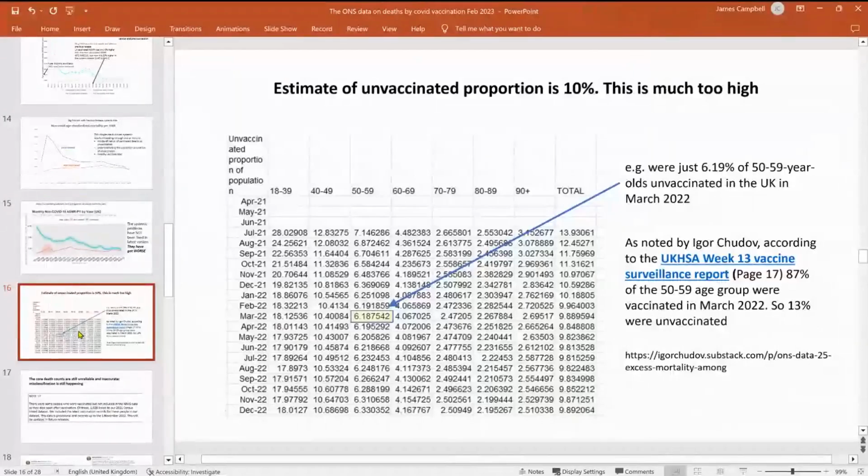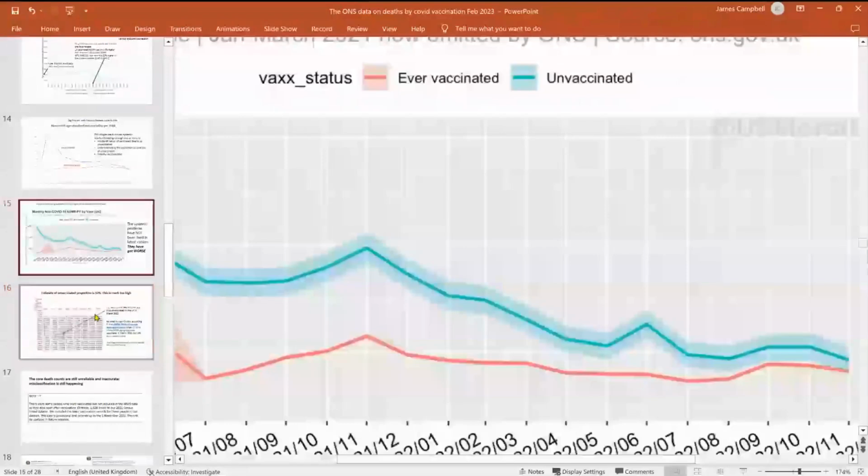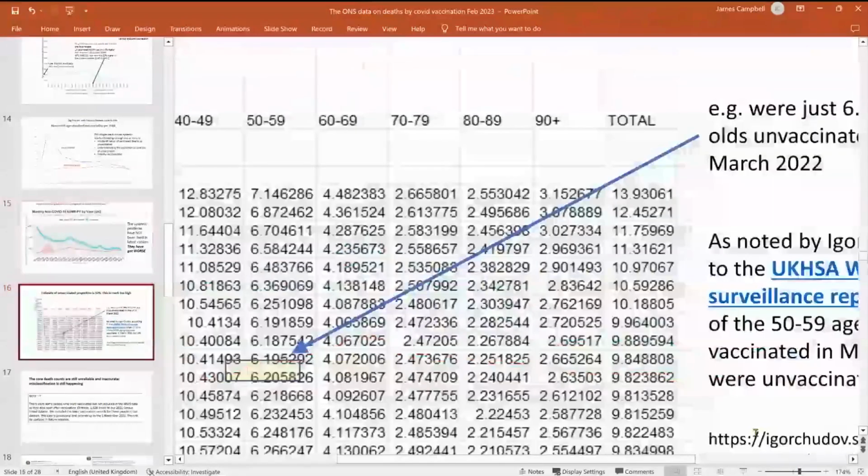And I think it was Igor Chudov, as an example, who showed how you can prove this data is wrong. He picked the example of March 2022 in the age 50 to 59 category. And the ONS estimate of the proportion of unvaccinated, and it is only an estimate, they can only ever estimate how many are unvaccinated, was 6.19% of the 50 to 59 year olds.